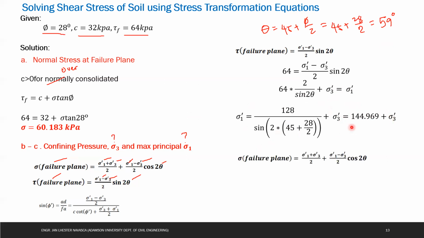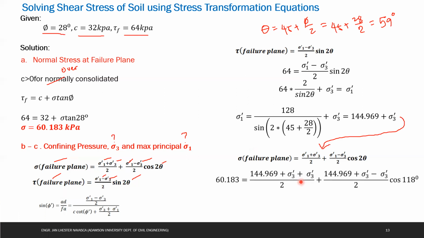Then, using this relationship for sigma 1 and sigma 3, direct substitute natin dito sa equation na to for the value of your sigma 3. We can now solve from one equation, one unknown. Substitute mo lang yung sigma 1 in terms of sigma 3. That is 60.183 equals 144.969 plus sigma 3 plus sigma 3 divided by 2, plus 144.969 plus sigma 3 minus sigma 3 divided by 2 cosine 118 degrees. We can solve using your calculator, Casio 991 ES. Solving for sigma 3, you get sigma 3 to be 21.728 kPa.